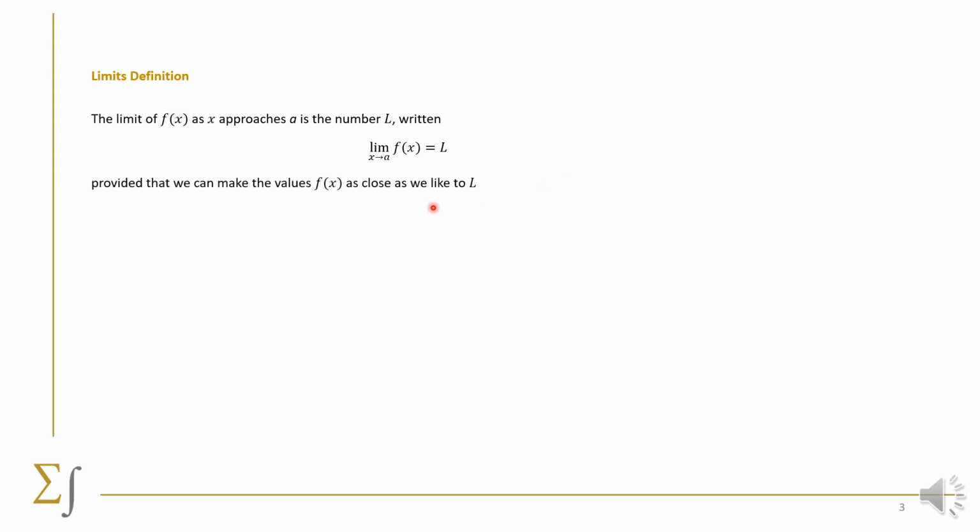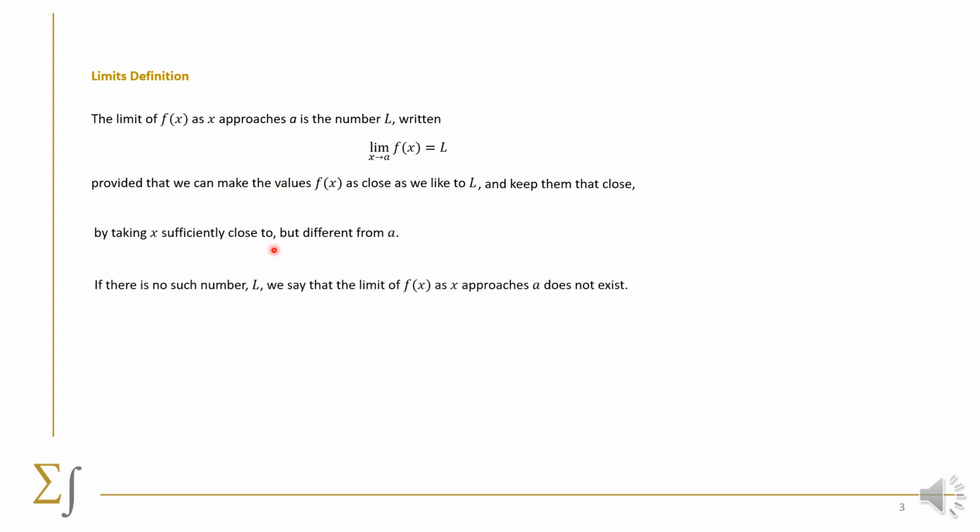So we will say the idea of a limit rather than a definition of a limit. We say that f of x approaches a certain number L as x approaches a, and we write this in the form of limit f of x as x goes to a is equal to L. We can make the values of f of x get closer and closer to L as long as we are keeping x sufficiently close to a. If such L exists, then we say that the function has a limit. Otherwise, we say that the limit does not exist.